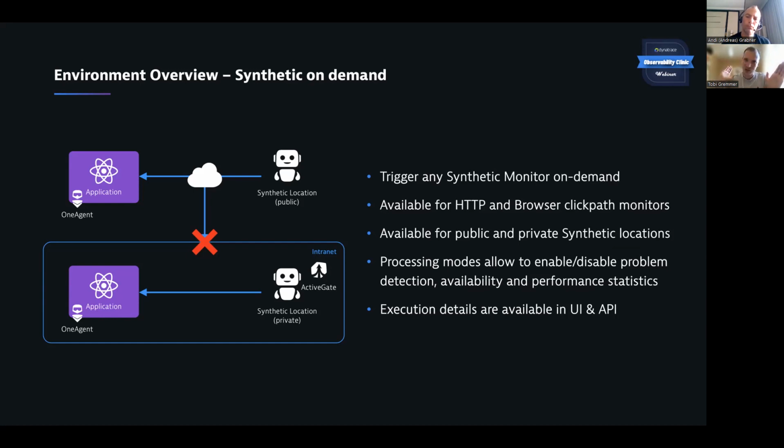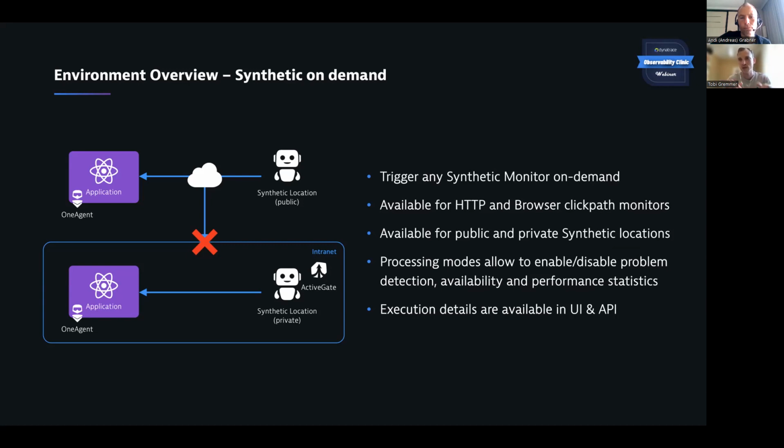Frequently test, maybe every second one fails, doesn't matter, right? You can iterate over it. So usually you don't want to generate problems, right? And we can actually configure whether a synthetic execution triggers a problem. Same for availability and performance statistics, right? If you want to have them available, then of course they are enabled by default, but you can just disable them.